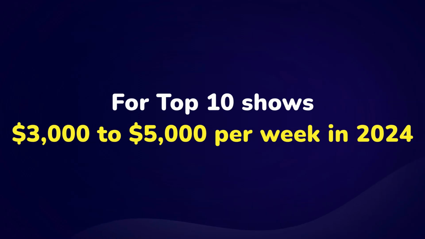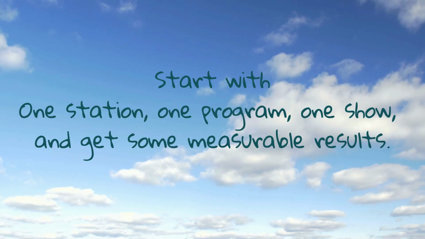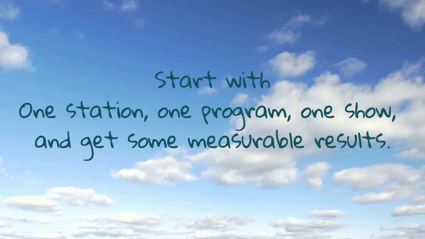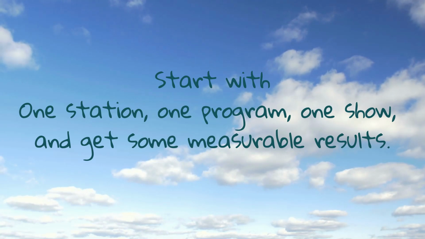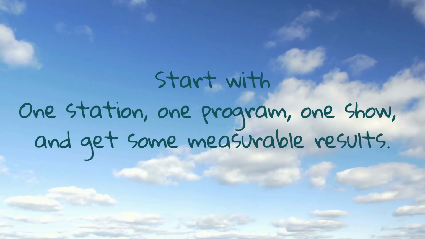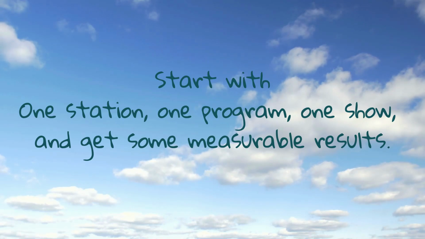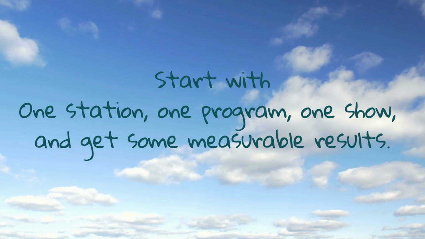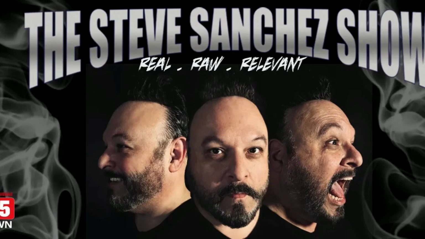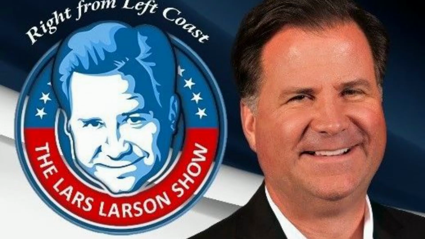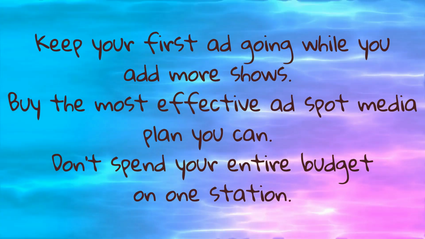The idea here is to start with one station, one program, one show, and get some measurable results. Everybody always plans to get huge results, but if you don't already know if your existing advertising commercial spots will work, then you're spitting in the wind, and it's better to experiment first, right? So we start on the Steve Sanchez show. And when we get a sale, we identify what we did right. So now we can expand and move to a larger show like the Lars Larson show. We're keeping the first ad going while we add more shows.